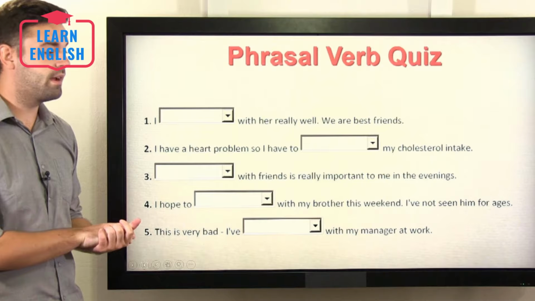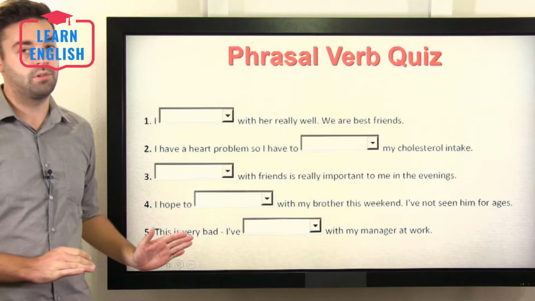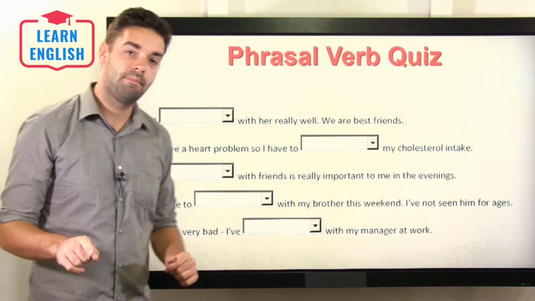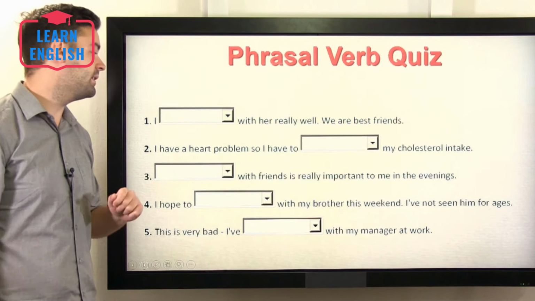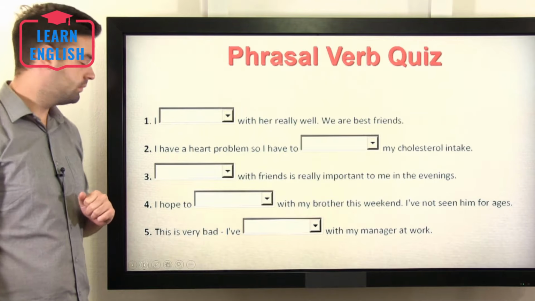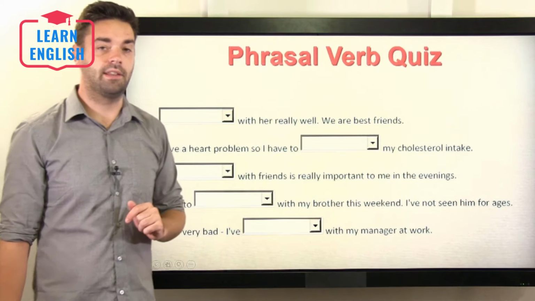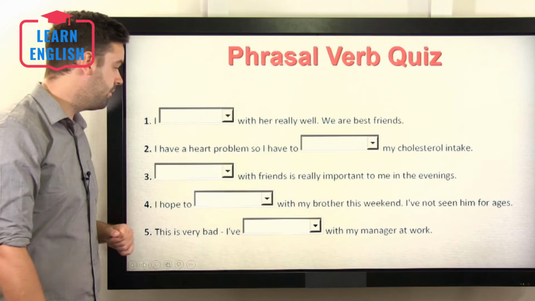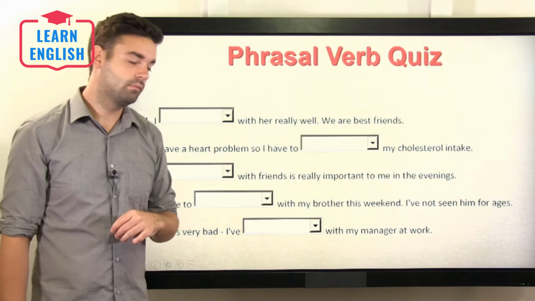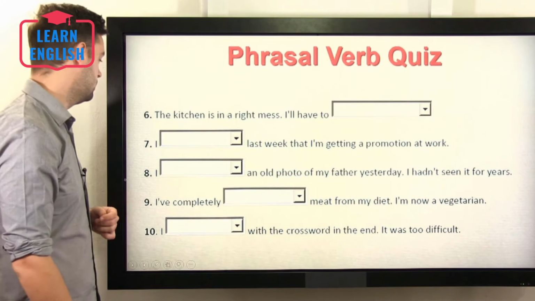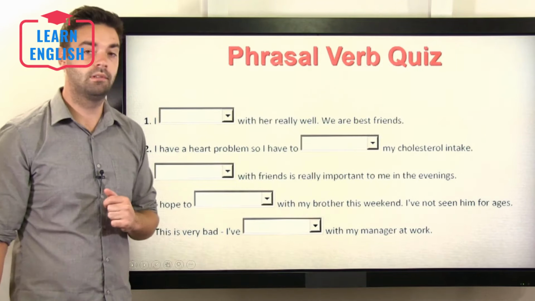So here we have a phrasal verb quiz. I want you to look at each of these sentences. I'll read them out, and I want you to pause the video, have a go and think what they could be. What could you put in these places? Okay, number 1: I blank with her really well. We are best friends. So pause the video here, unpause, and what do you think it could be? Maybe I get along with her really well.